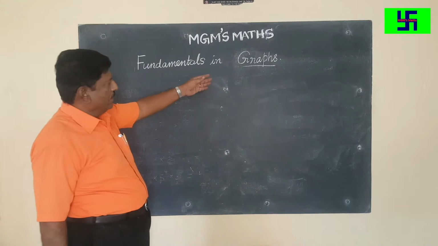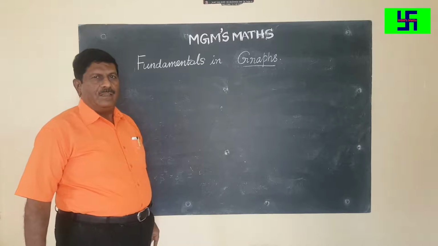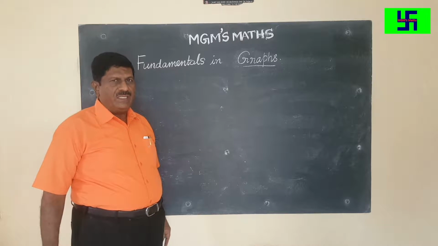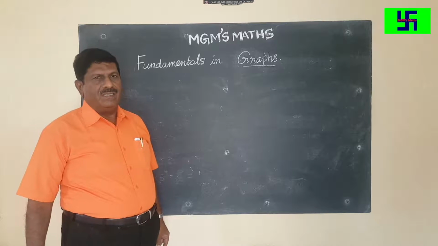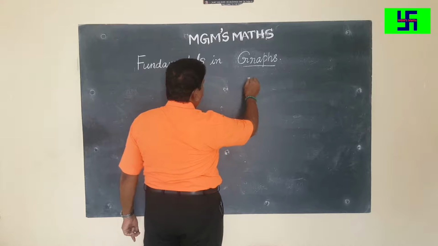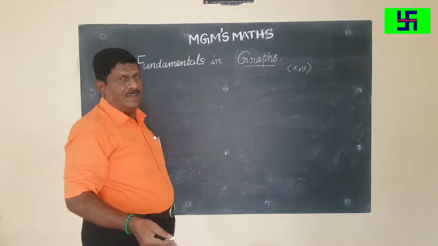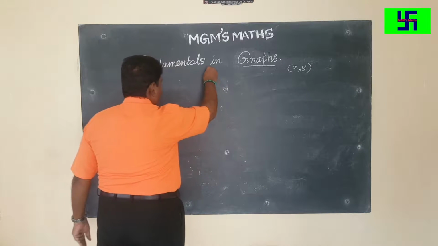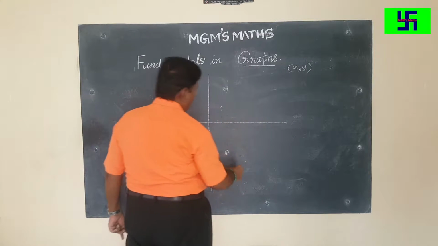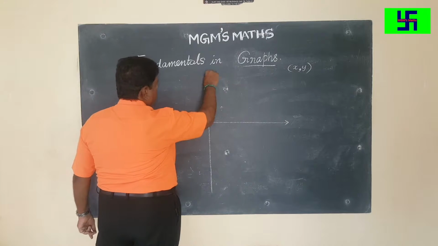Today we are going to learn the basics in graph. Graph comes even in 6th standard. A point on the graph sheet, when we mark with a pair of numbers, namely x, y. The graph has 4 quadrants. Rather, we divide it into 4 quadrants, 4 parts.